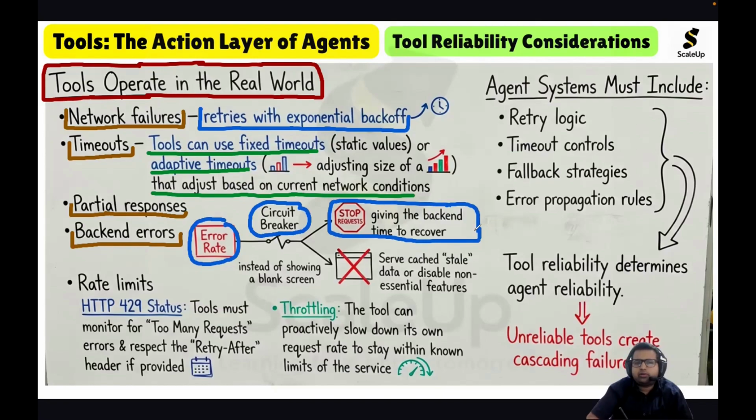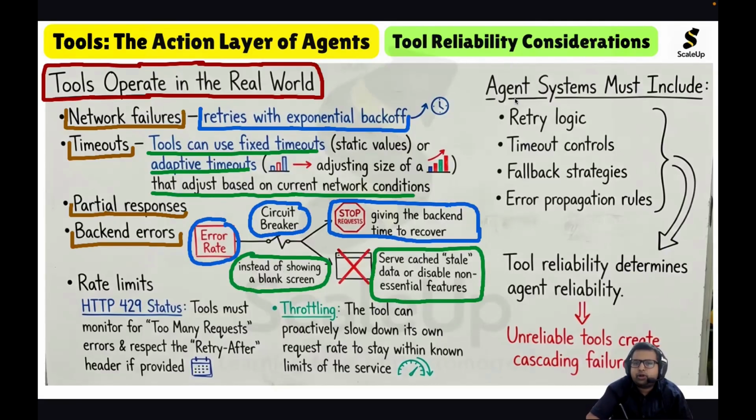And also, whenever any backend error is there, instead of showing a blank screen, we should show some relevant information rather than just showing a blank screen.